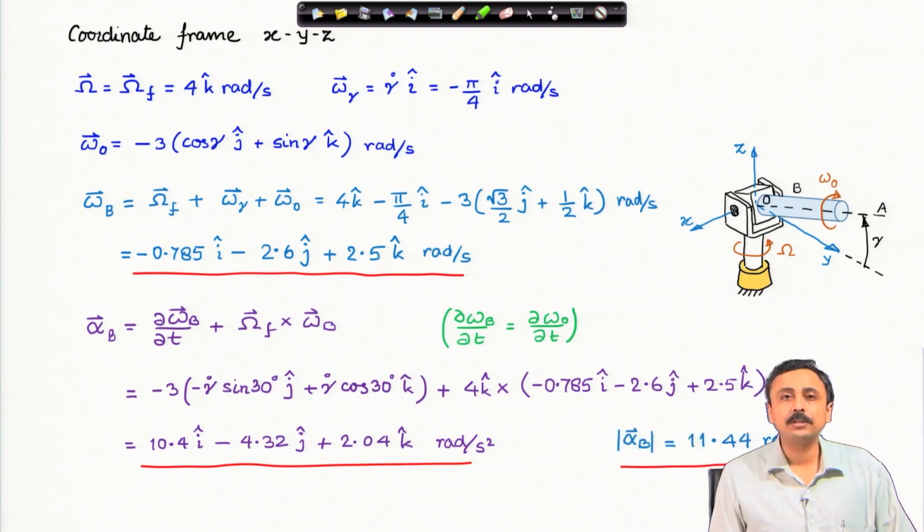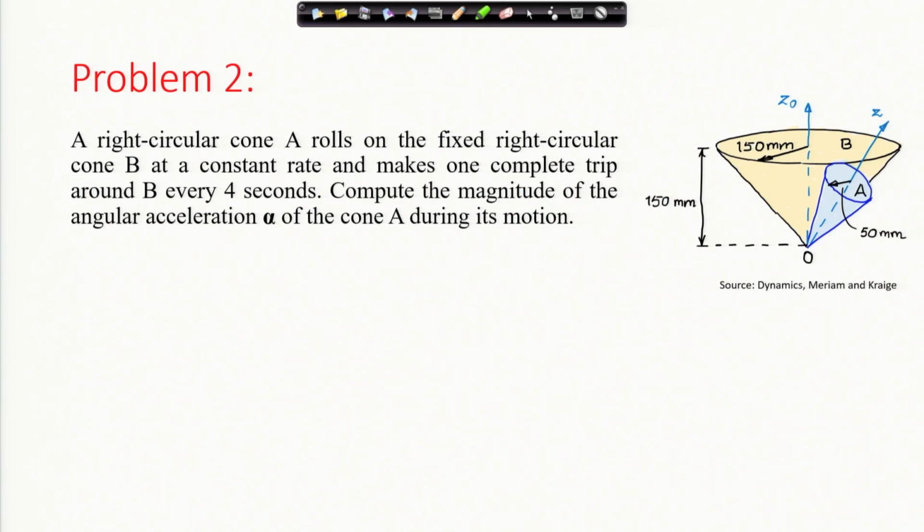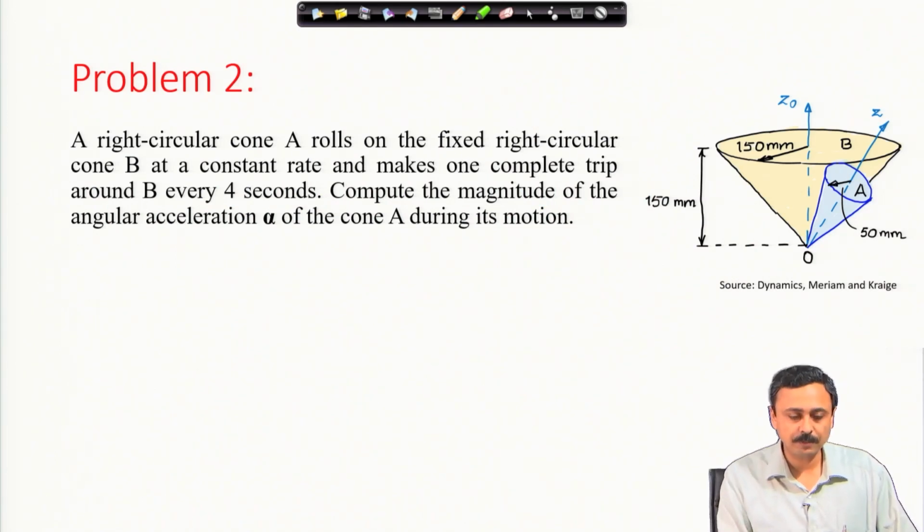You can calculate the magnitude of the angular acceleration, it is 11.44 radian per second square. Let us move to the next problem.